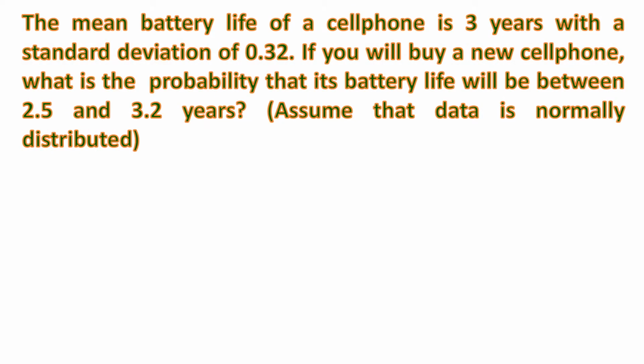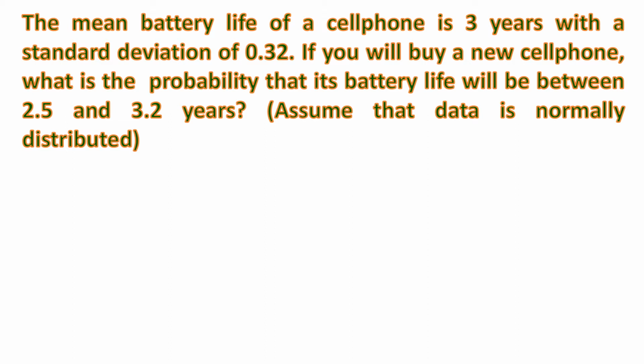The mean battery life of a cell phone is 3 years with a standard deviation of 0.32. If you will buy a new cell phone, what is the probability that its battery life will be between 2.5 and 3.2 years? So we have a given mean of 3 years and a standard deviation of 0.32, and we're going to find the chance or the probability that the one you have bought has a battery life between 2.5 and 3.2 years.